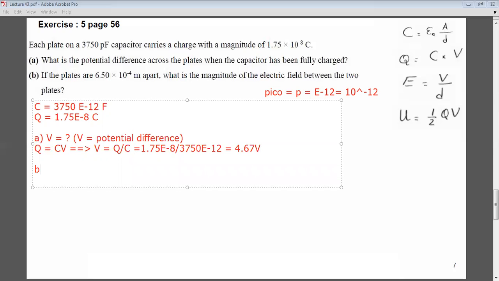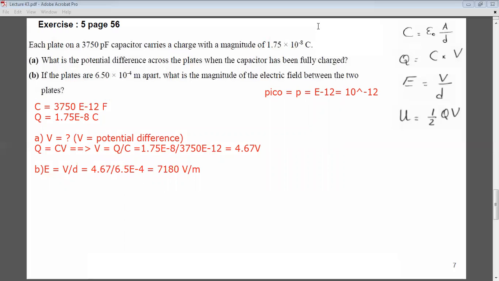Part B, if the plates are 6.5 e to the minus 4 meter apart, what is the magnitude of the electric field? So E is V over D. This is 4.67 divided by 6.5 e to the minus 4, and this is 7180 volts per meter. Okay, so this is the last exercise.